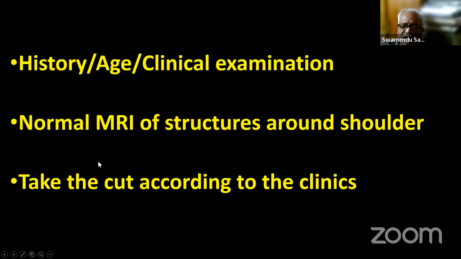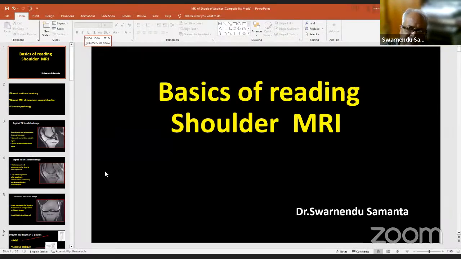And take the cut accordingly. Once you have diagnosed clinically, suppose you have diagnosed instability, take the axial cut first. Suppose you have diagnosed the rotator cuff, take the coronal cut, and next you reconfirm it with the sagittal oblique cut. So I think this was very, very brief, just for the sake of basic understanding of how to read the MRI of the shoulder. Still the clinics is the main part.